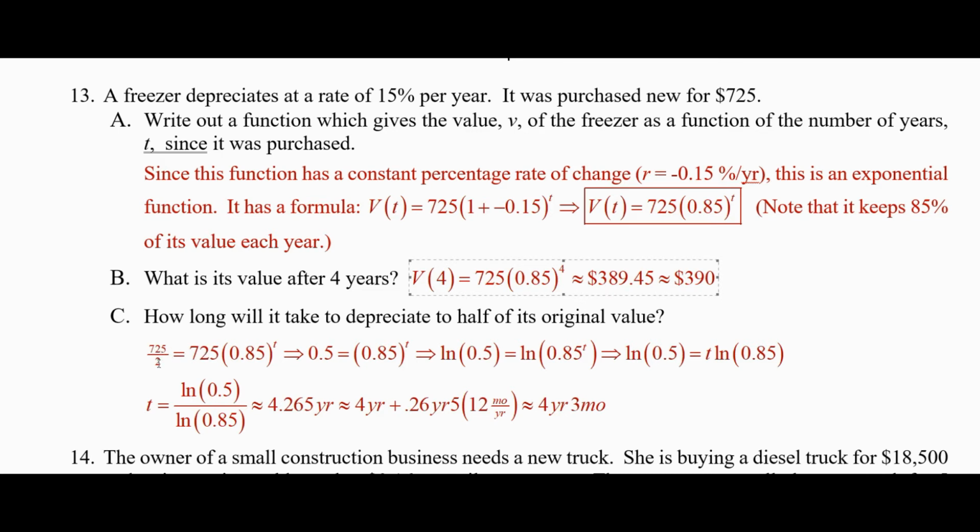And so that's 1/2 or 0.5 here, the base to the T power. Do the logarithm of both sides. Natural log of 0.5 is natural log of this side. Now using a property of logarithms, we can pull that T out front. And we get that T is the natural log of the percentage remaining over natural log of the base here. And that works out to be about 4.265 years, or about 4 years and 3 months.